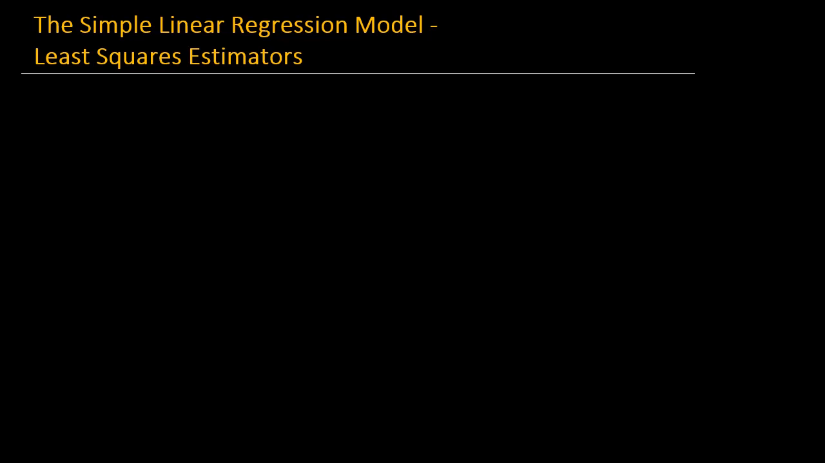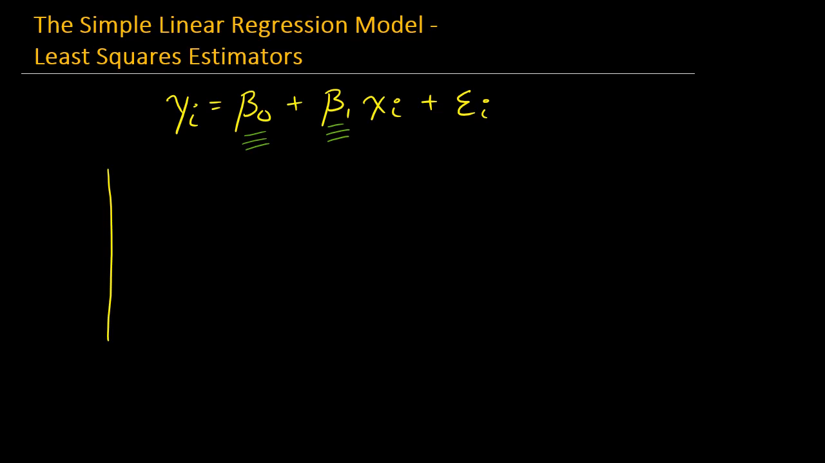All right, let's talk about the least squared estimators for the simple linear regression model. So remember, the simple linear regression model is yi equals beta 0 plus beta 1 times xi plus epsilon sub i. And so what we're talking about right now is how do we estimate this beta 0 and this beta 1, okay? So remember, if we have data, so let's draw out our data.